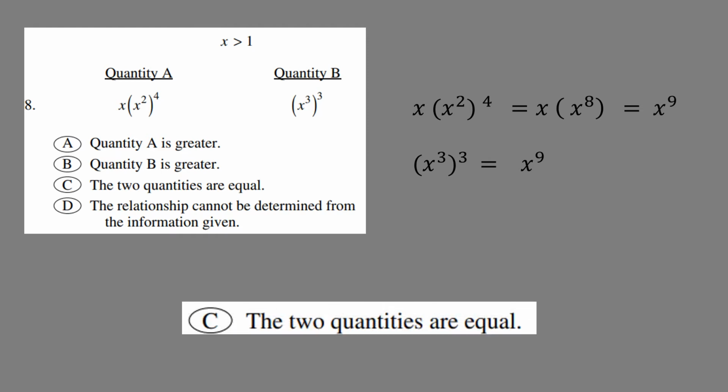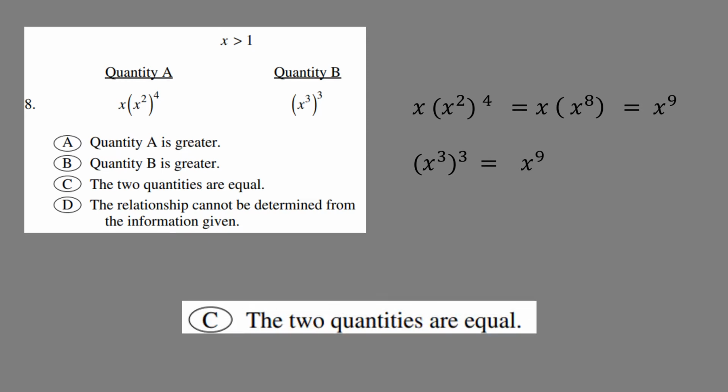There are two quantities, x times x squared whole raised to 4, and x cubed whole cube. The first quantity A is x to the 9 when you simplify using algebraic operations, the power rule for exponents. The same way for quantity B, also using the power rule for exponents, it will be x to the 9. The two values are equal, so the answer is C, the quantities are equal.